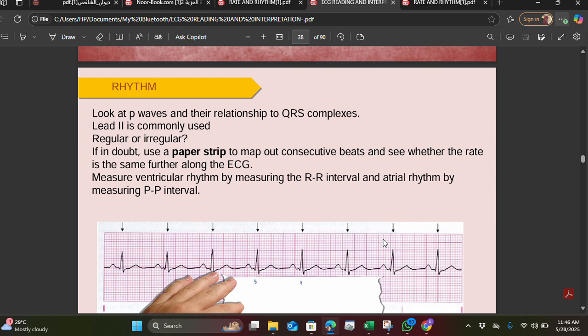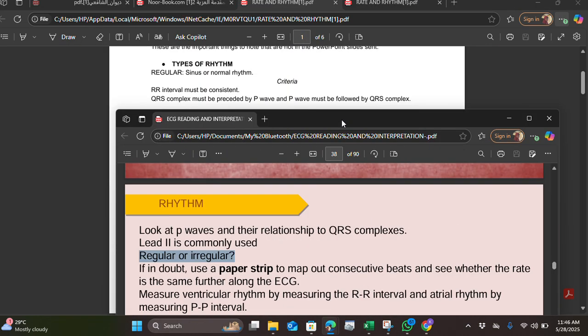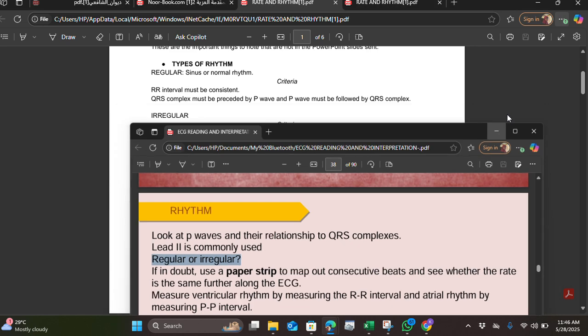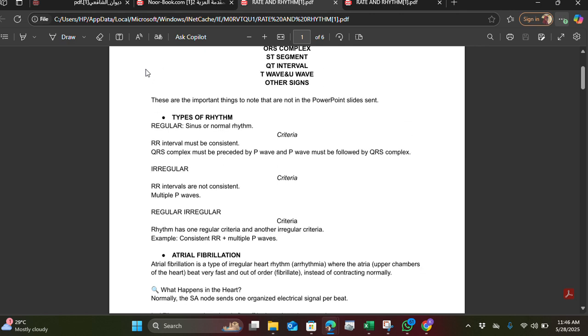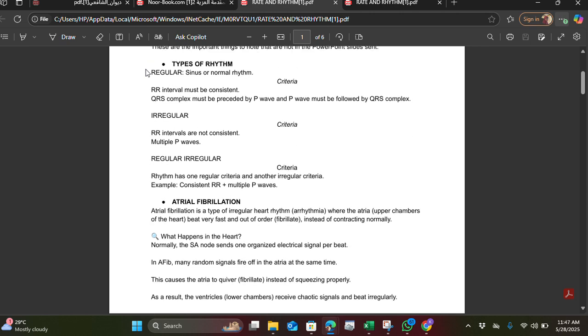There are three types of rhythm: regular, irregular, and then what we call regular irregular. Okay, so we have three: regular, irregular, and regular irregular. We're going to be looking at some parameters. Why is it regular? Why is it irregular? How do you recognize if it is regular, irregular, or regular irregular? Now this PDF is just the things that are not in your PowerPoint slide. That's why I had to create another Word document for that.